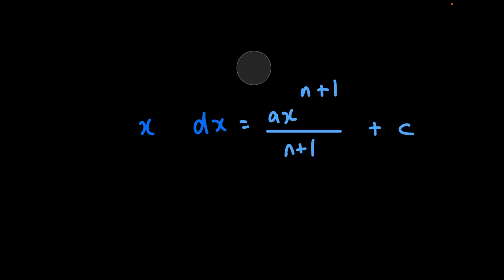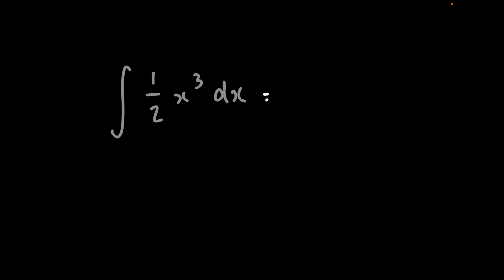So let us now look at a few examples. This is our first example. Integrate half x cubed. So the first thing we do is we add 1 to the power, so a half x to the power of 4, and then we divide all of this by the new power, which is divided by 4. So then this becomes half x to the power of 4 over 4, which is just divided by 8, and then we can do plus c.